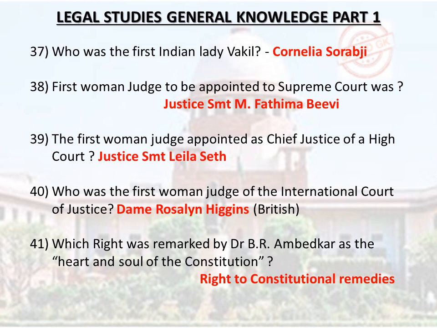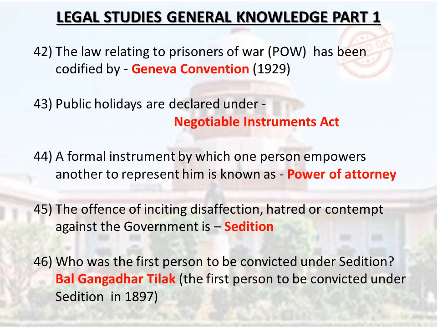Right to constitutional remedies. The law relating to prisoners of war, POW, has been codified by the Geneva Convention, 1929. Public holidays are declared under the Negotiable Instruments Act. A formal instrument by which one person empowers another to represent him is known as power of attorney. The offense of inciting disaffection, hatred or contempt against the government is sedition. Who was the first person to be convicted under sedition? Bal Gangadhar Tilak, in 1897.